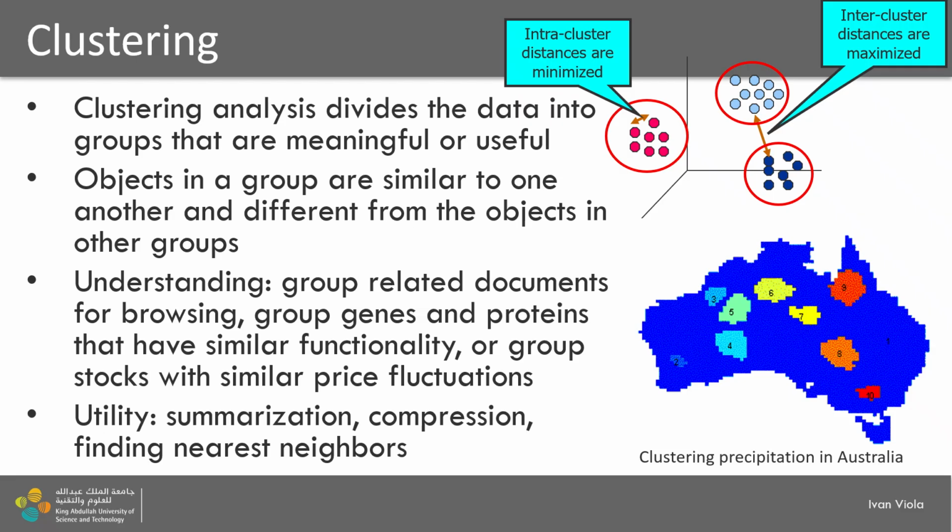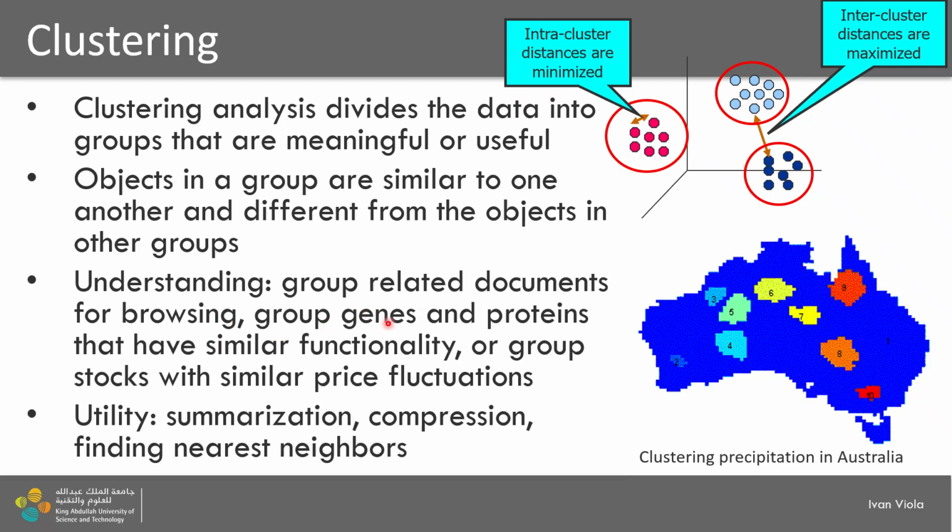So in general, objects in a cluster are similar to one another and different from the objects in other groups. We can use clustering, for example, for gaining some understanding. For example, we can group related documents together. We have a database of documents, and we would like to group them together for browsing through them. That could make sense.